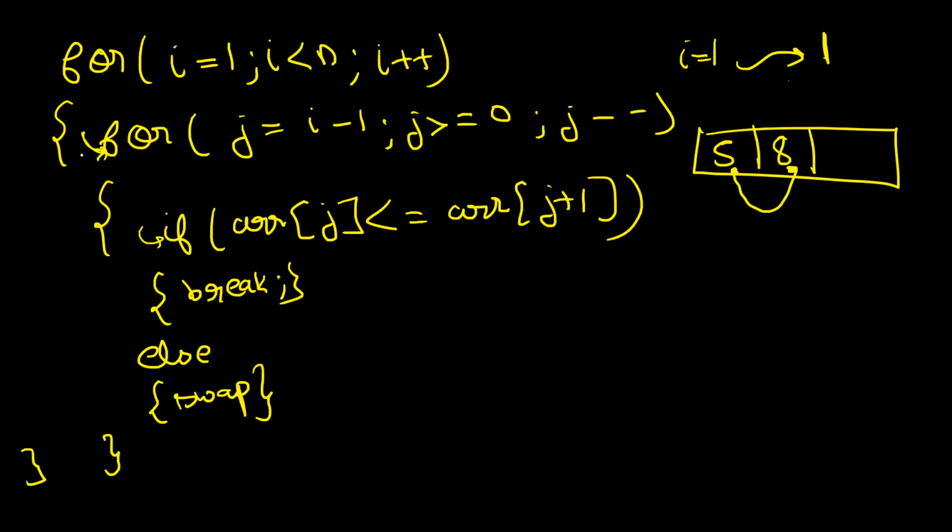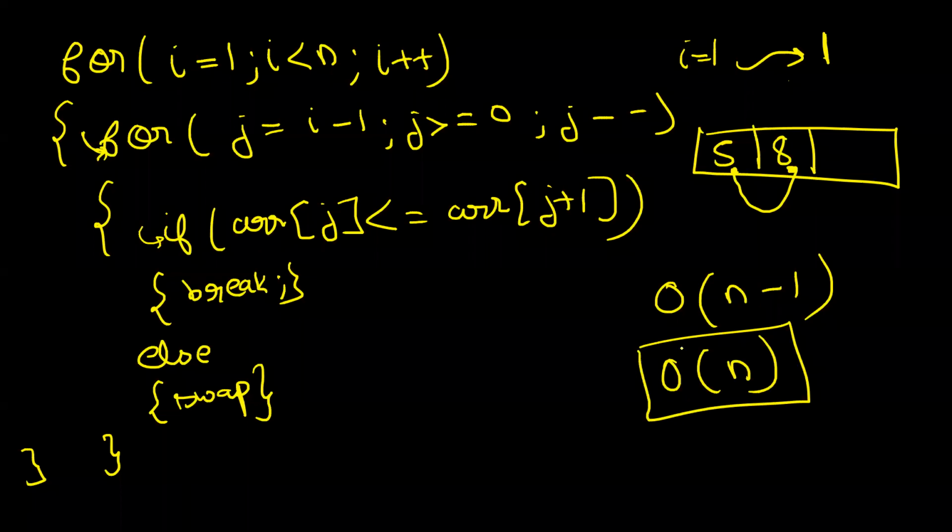So can I say the total number of comparisons if your array is already sorted is big O of n minus 1, which is big O of n. So the best case runtime of insertion sort is big O of n. And insertion sort is naturally adaptive. You don't have to make a flag or something like that to make it naturally adaptive.